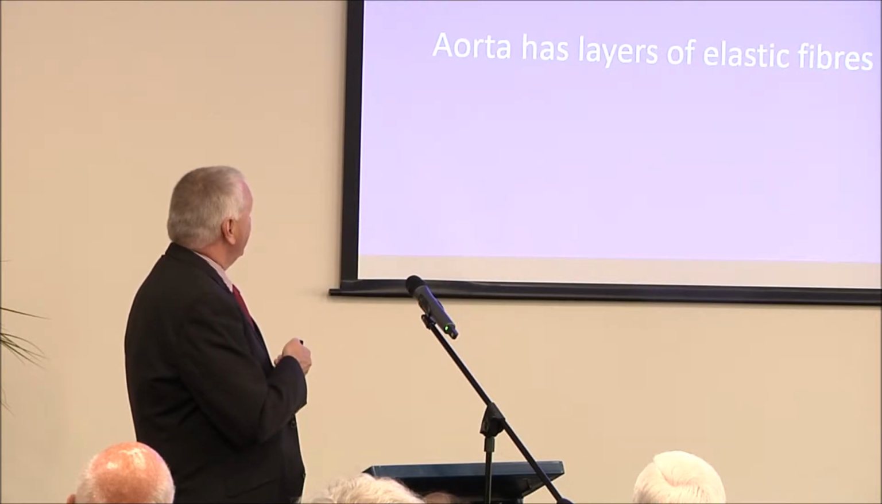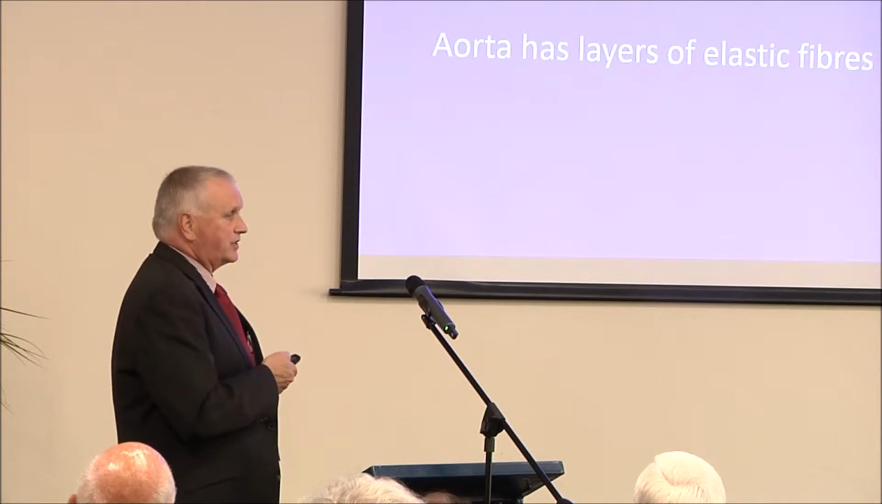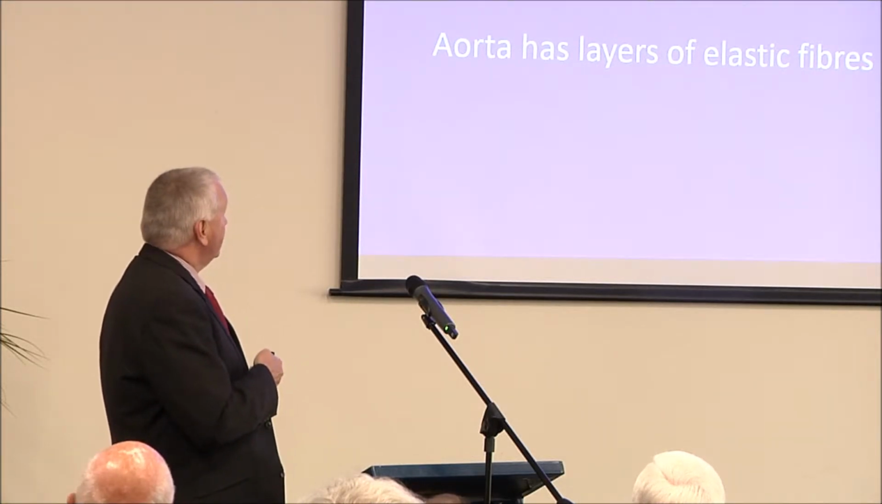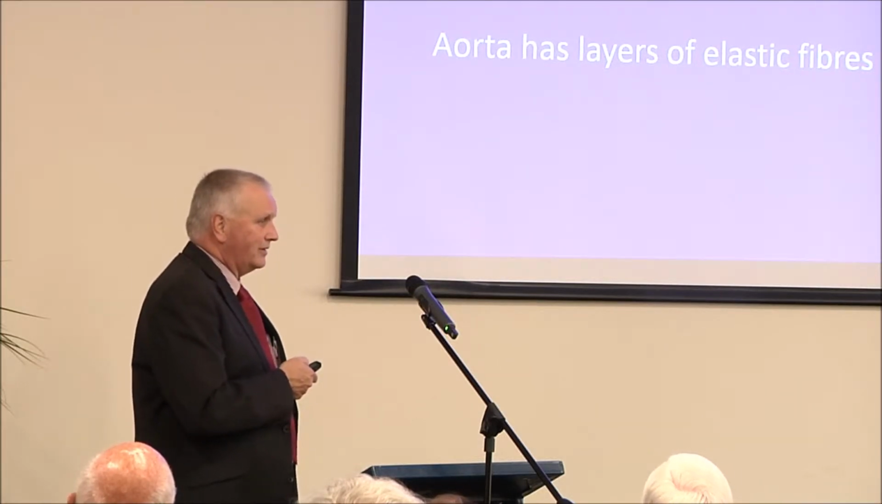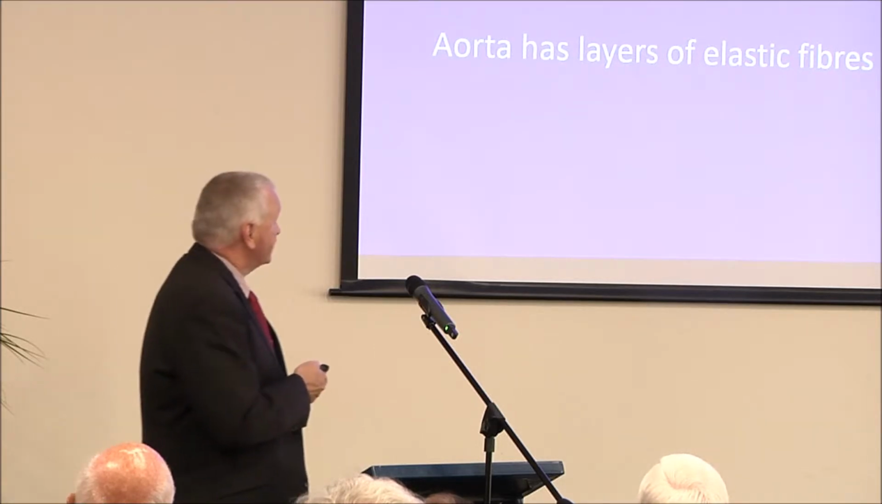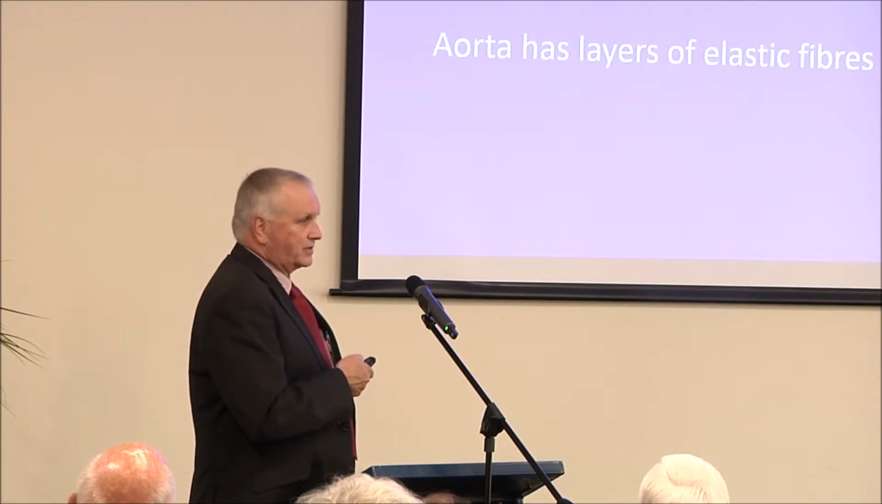The innermost layer, the layer beside the blood, is called the intima, and it has a very specialised lining of cells called the endothelium on it. The media is the thicker middle layer of the sandwich, of the three layers of the aortic wall, and it can be made up of either elastic fibres or smooth muscle fibres.